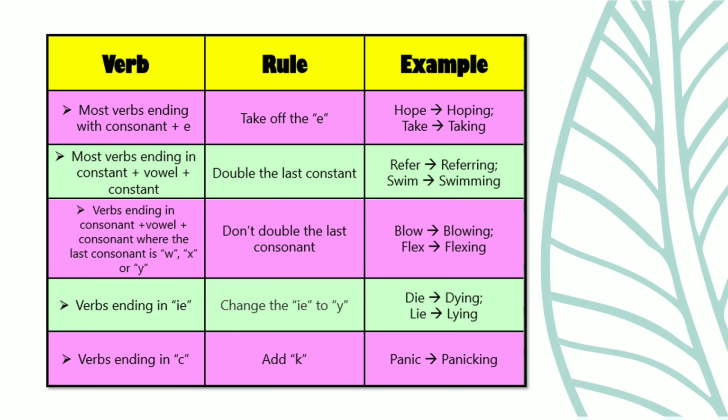Verb: verbs ending in IE. Rule: change the IE to Y. For example, die, dying. Lie, lying. Verb: verbs ending in C. Rule: add K. For example, panic, panicking.